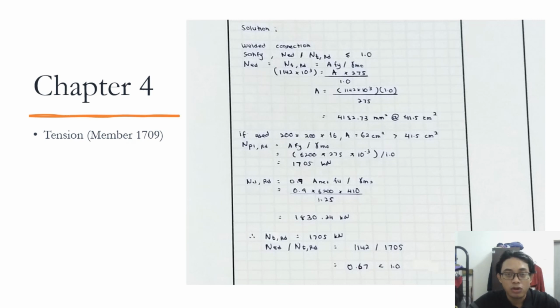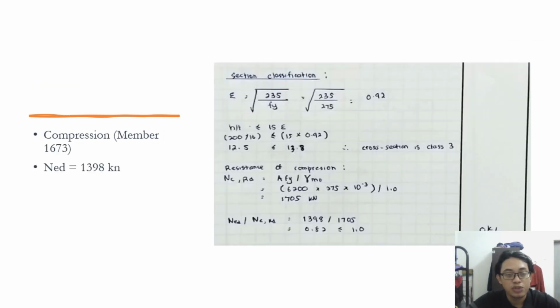Now I'm going to present chapter 4 and 5 of this project. For chapter 4, we pick one example of our manual calculation for tension and compression. For the tension, we choose member 1709 as the example. As we can see here, the NEd over NRd value is 0.67, which is less than 1.0, which is okay. For the compression member, we choose member 1673 as an example with a load of 1398 kilonewtons.